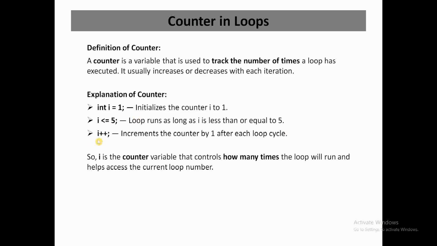Next, we can use an increment or decrement. Here we increment the value. If we start from 1, then it increments to 2, 3, 4, 5. It will increment and check the condition. After that it will exit the loop. So i is a counter variable that controls how many times the loop will run and helps access the current loop number.